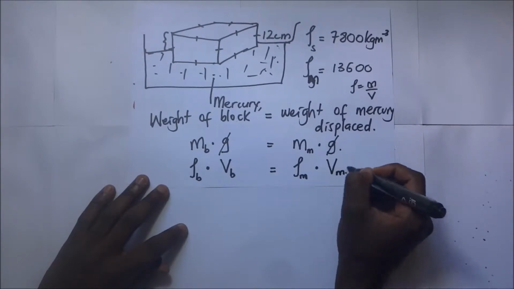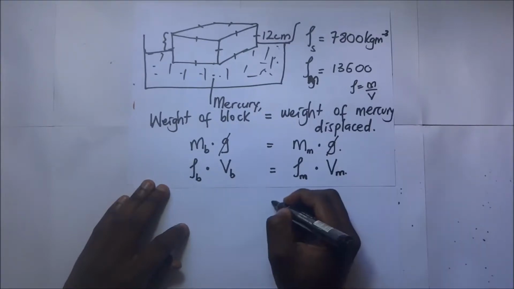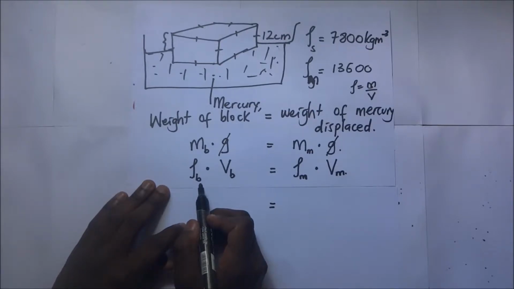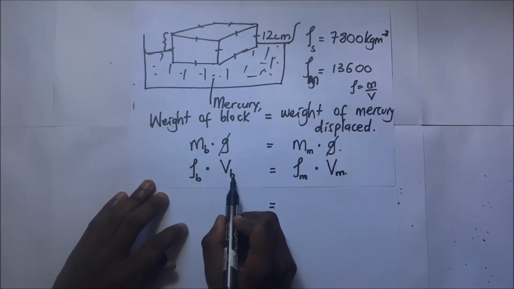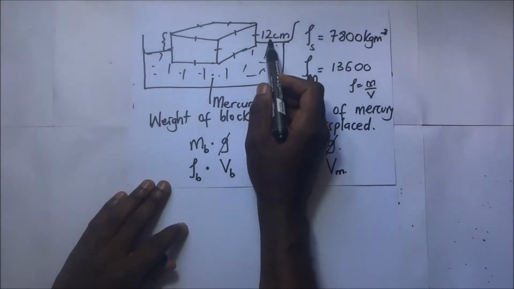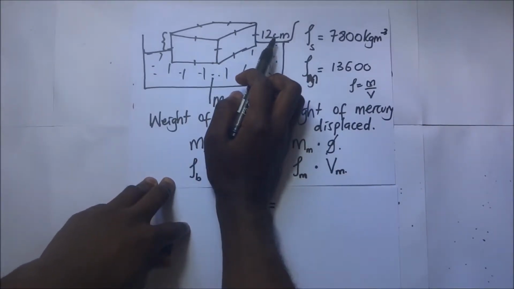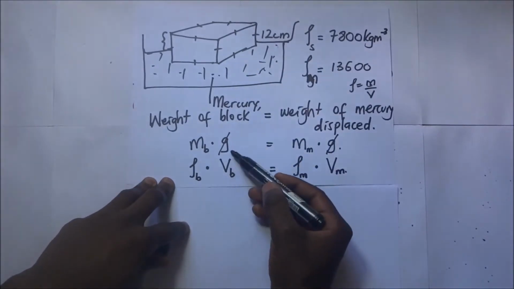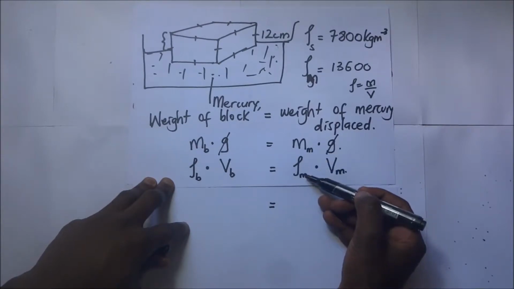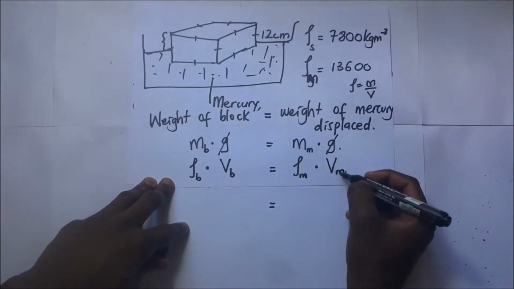The density of the mercury, multiplied by the volume of the mercury. Now the volume of the mercury we are talking about here is the volume of the mercury that has been displaced. So this is going to be given by, of course now we know the density of the block, we know the volume of the block. The block is such that it is having 12 everywhere. It's a cube, each side is 12 centimeters, so it means that we have the length, the width, and the height of the volume of the block. It is given. That is going to be equal to the density of the mercury, which is also given, 13600 kilograms per meter cubed. Multiply that by the volume of the mercury.